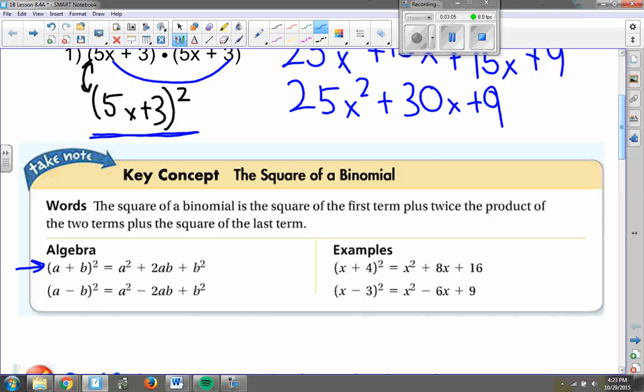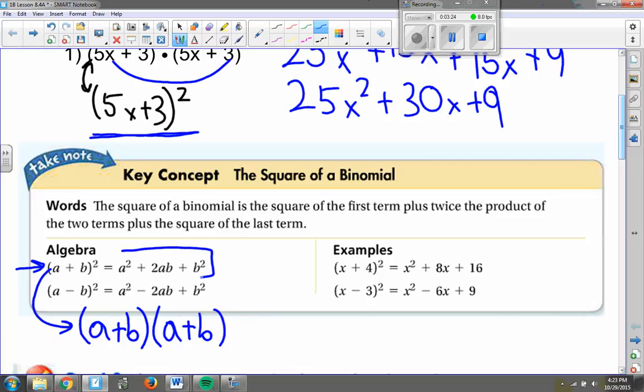So here we have our algebra. When we have (a + b) squared, what I want you to notice is that it is the same as (a + b) times (a + b), and you use the FOIL method to end up here, okay? (a + b) squared really is just (a + b) times (a + b). Use your FOIL method and you will end up there, all right?